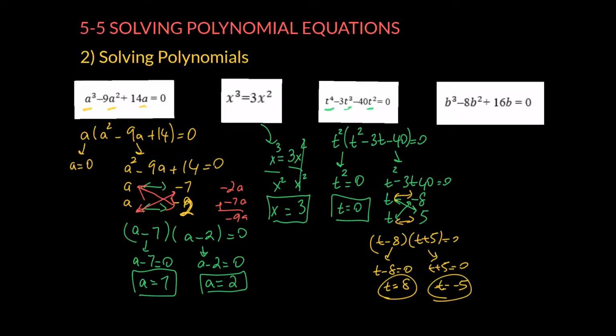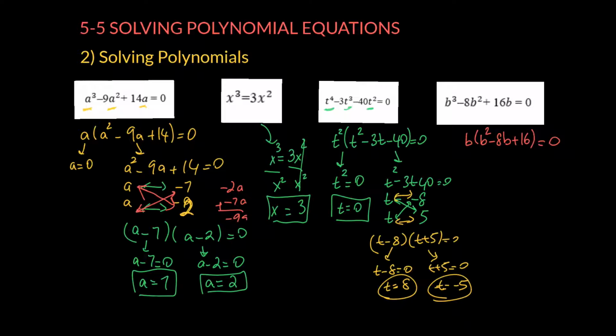So the last one here has another common factor. So b can be taken out from b³. We end up with b². b² divided by b is going to give me b, but -8b² divided by b gives -8b, plus 16b divided by b gives plus 16, equals 0.